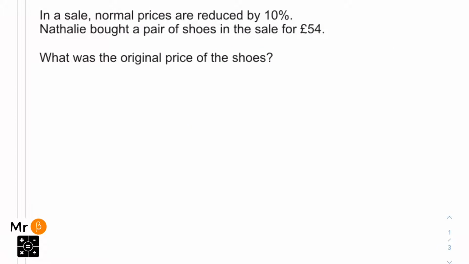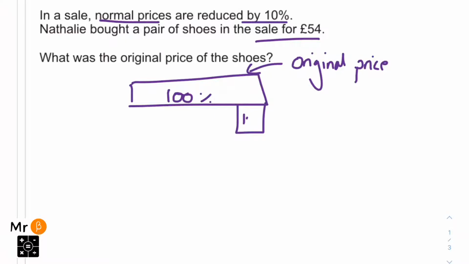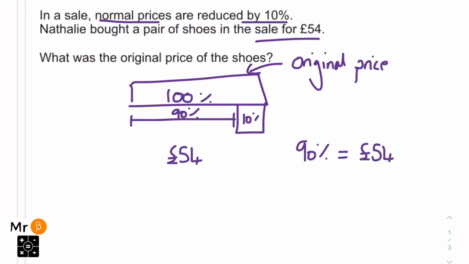Our second question, again, normal prices have been reduced and now in the sale this pair of shoes costs £54. So our original price is the 100%. So that is our original price. It's been decreased by 10% in the sale, and that is equal to our price that we've paid, the sale price of £54. So if we had 100, we've took 10 off, we're left with 90%. So we now know that 90% is equal to £54.